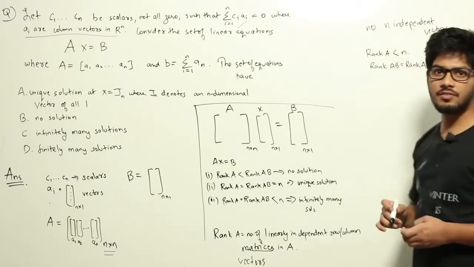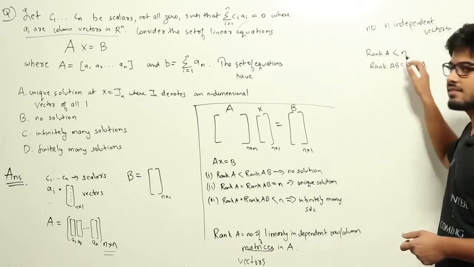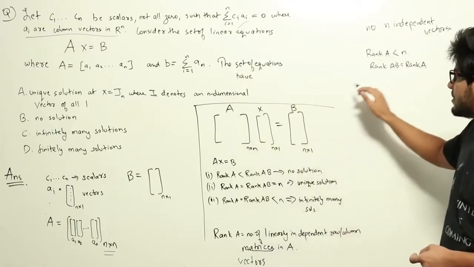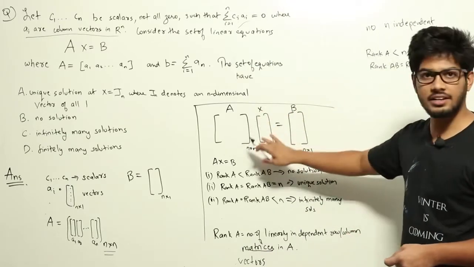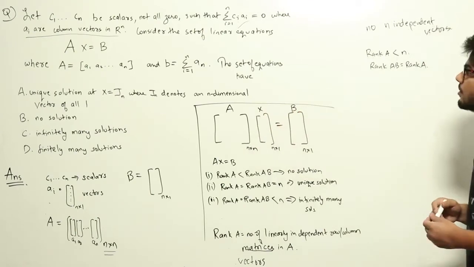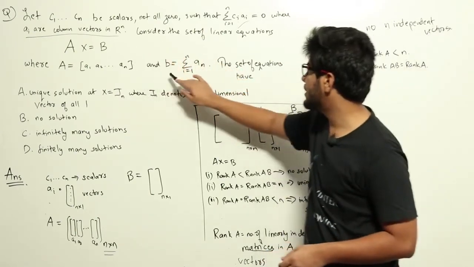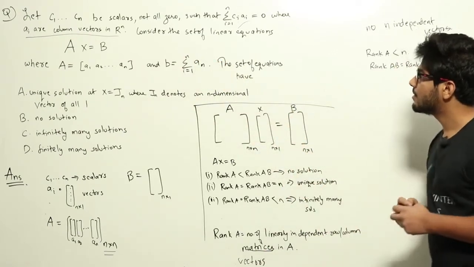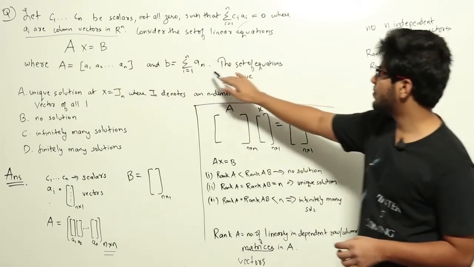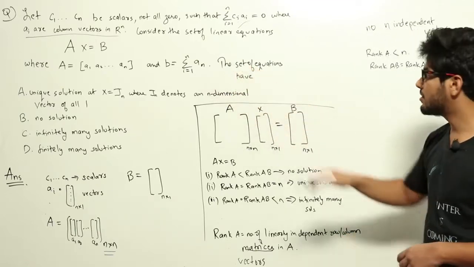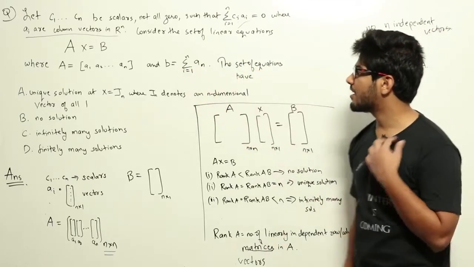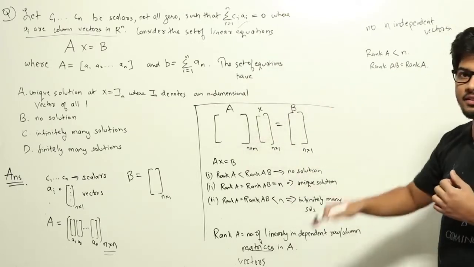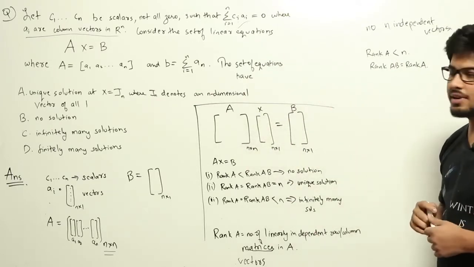We don't have n independent vectors in A, meaning that the rank of A is less than n. Let's take a look at the rank of AB, which is A transpose with B to the right side. If you look at B, you can see that B is the sum of sigma i equal to 1 to n of Ai. So this new vector B is a sum of A1, A2, A3, etc. up to An. So this is also linearly dependent on A1, A2, A3, etc. up to An. So adding the new vector B doesn't give us a new linearly independent vector here.